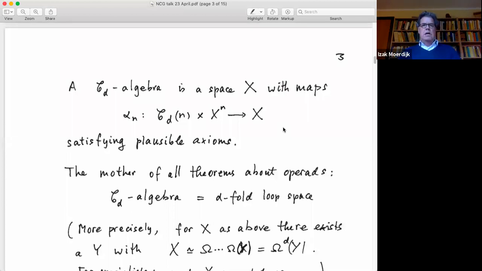And I call it here the mother of all theorems about operads. I don't know whether that's, well, I think it's correct in a way. Namely, this notion of operad, and in particular these little cubes operad, exactly describe spaces that have the structure up to homotopy of an iterated loop space. That was on the previous page. I will not scroll back, but that was a discovery of Boardman and Vogt and of Peter May.